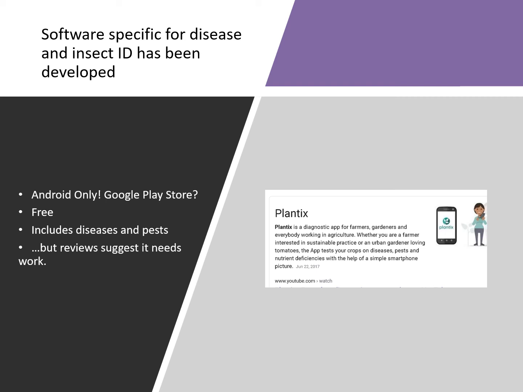You can get it through the Google Play Store, which I don't know how to use because maybe I don't have a Google account. I don't really know how that works. It is free. It includes diseases and pests. Now, some of the reviewers suggest that it needs work. I would think that it needs work because, as we've observed just using the UC resources, sometimes you have to think a little bit outside the box and ask the right questions and sort of attack these things from different angles.